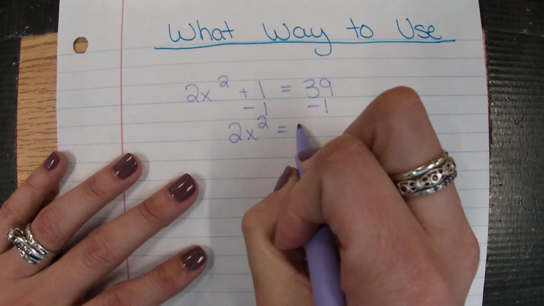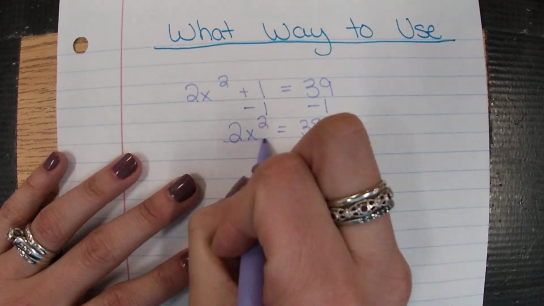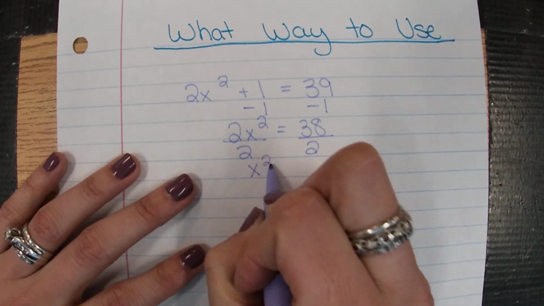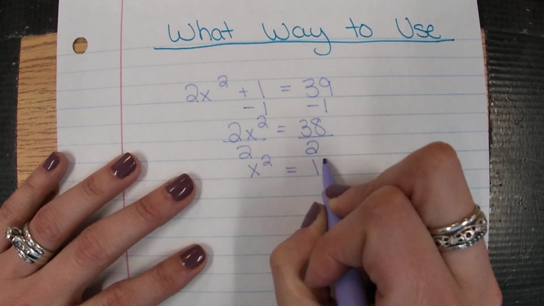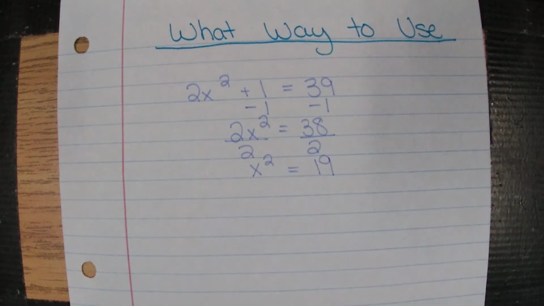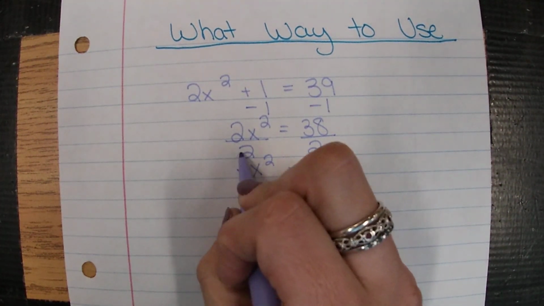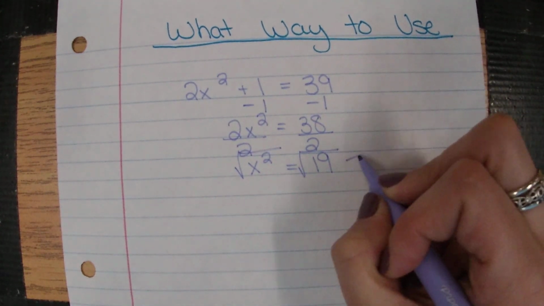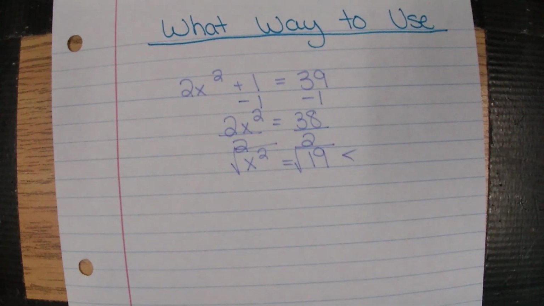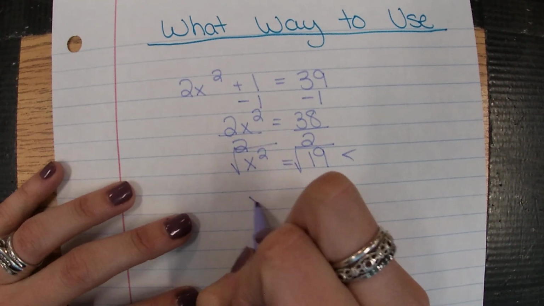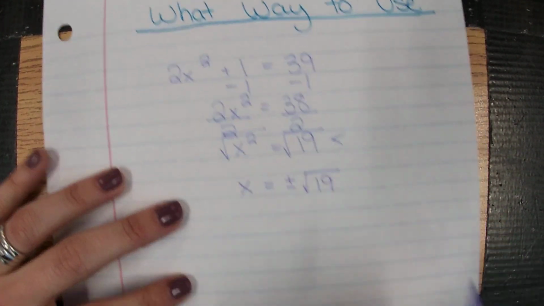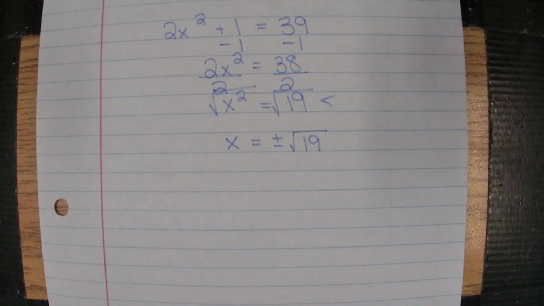So 2x squared equals 38. x squared equals 19. And then we will undo our exponent of 2 by square rooting. I would normally try to prime factor and simplify, but 19 is already prime. So we'll just get x equals plus or minus the square root of 19, right? That's two answers, positive square root of 19 and negative square root of 19.